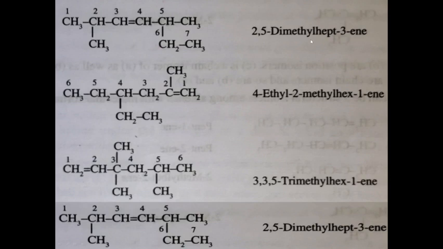And if we take another example, CH3 CH2 CH, the number of carbons in the parent hydrocarbon chain is 6, and on the second carbon atom a CH3 group is there, and on the fourth carbon atom a C2H5 group is there. Okay, so we have to first mention the ethyl group, and that is 4 ethyl and then 2 methyl hex 1 ene. Okay, so it is easy, so you have to look at different examples and then write down the names.